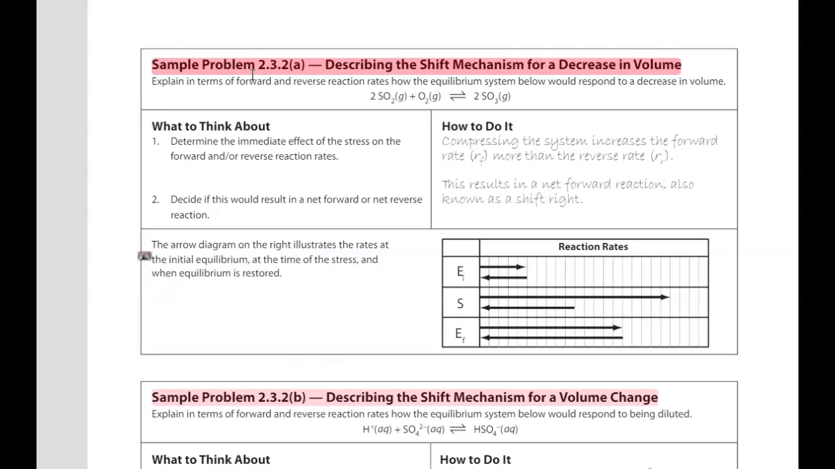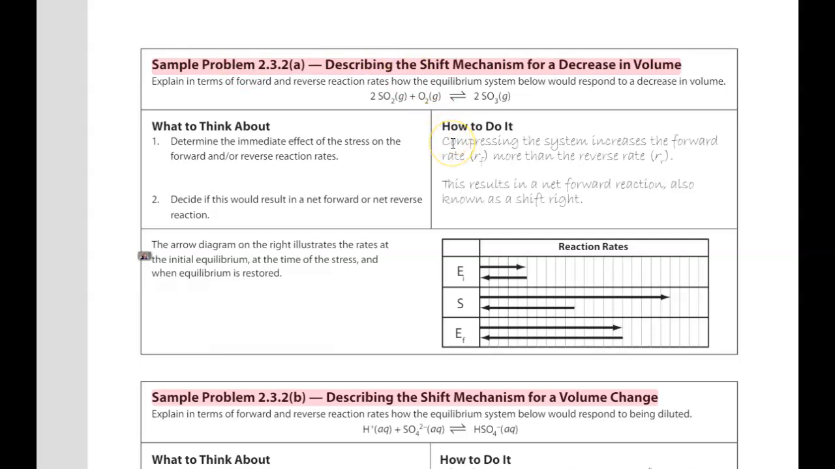The system will respond in such a way to alleviate some of that increased pressure, to drop the pressure, to go to whichever side has fewer moles of gas. So it will shift right. Once we've predicted that we'll shift right, we just then have to explain which rate is going up by more. We know that if the volume is decreasing and the pressure is increasing, the forward and reverse rates both increase. It's the forward rate that increases more than the reverse rate, causing the shift to the right because there are more gas molecules on the reactant side than the product side.